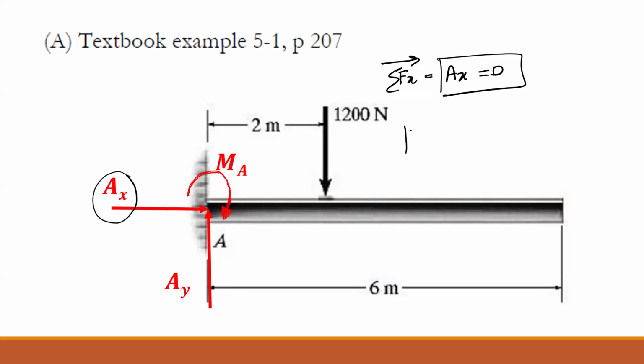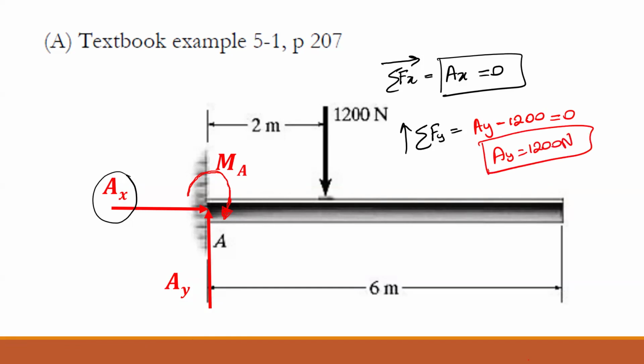What are the y direction forces we have? In the y direction, what are the forces we have? 1200 and AY. Yes, AY is positive because the arrow is up, and 1200 is negative because the arrow is down. So this should be equal to 0. So we can say AY is equal to 1200 newtons. We found another unknown. Am I right?